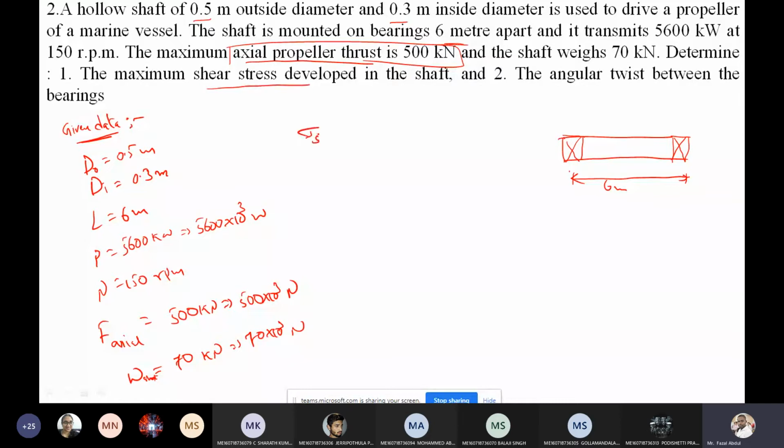that is sigma is equal to how much. And the second question is the angle of twist between the bearings. Angle of twist between the bearings, how much? So this is the question. Okay, so to calculate the first question, see here.